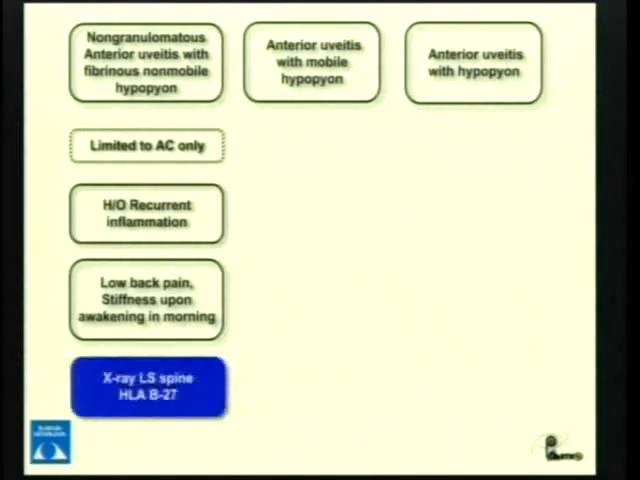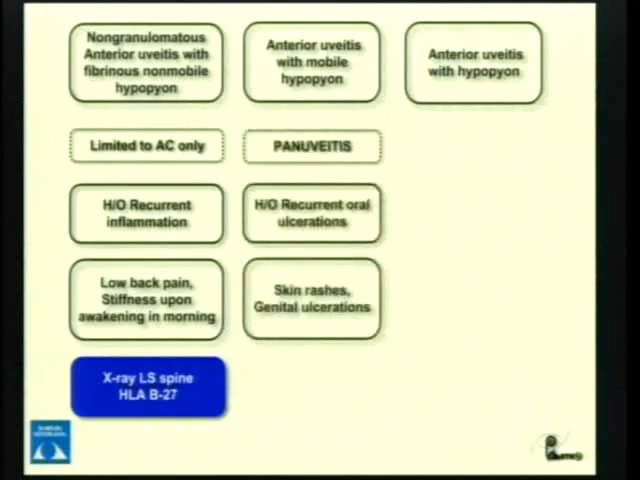See, there can be three situations. One is the patient has fibrinous non-mobile hypopyon. We'll just evaluate further. After examination, the inflammation is limited to the anterior chamber only. The patient gave you the history of recurrent inflammation, and he also gave you the history of low back pain and stiffness in the morning. So what investigation will you do? We'll rule out ankylosing spondylitis. We'll advise X-ray L-spine and HLA B27.